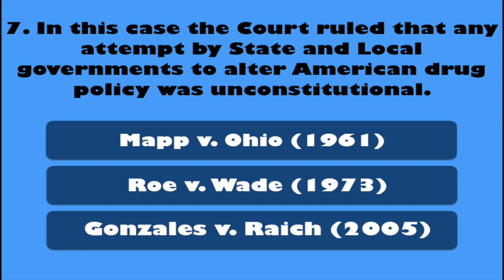Number 7. In this case, the court ruled that the Controlled Substances Act passed by Congress to fight illegal drug use trumped any attempt by state and local governments to alter American drug policy. Mapp v. Ohio, Roe v. Wade, Gonzales v. Raich.